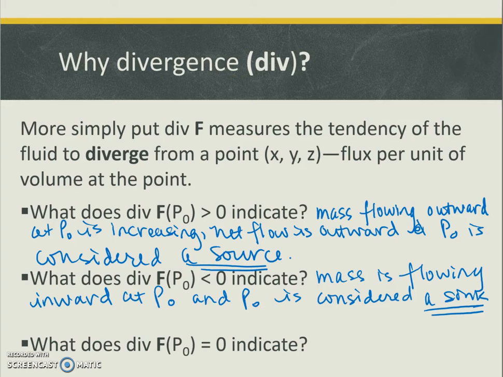But what does a divergence at a point equal to 0 mean? Well, it really means that there is 0 net flow. So whatever's flowing in is balanced by what's flowing out. There's no net increase or decrease. And so in that situation, we say that the vector field is incompressible.